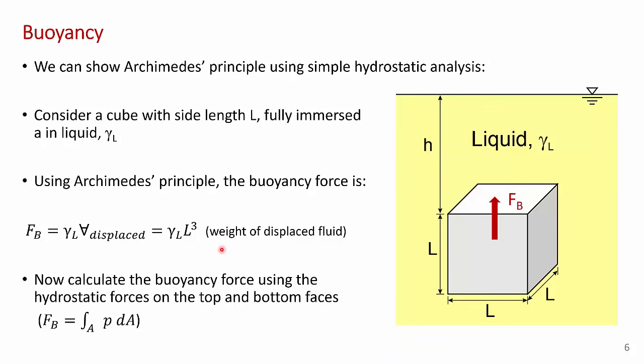So now what I'm going to do is calculate the buoyancy force using the hydrostatic forces on the top and bottom surfaces. So we have a certain pressure distribution on the bottom surface. We have a certain pressure distribution on the top surface. Of course, we have pressure distributions on the side surfaces, but they act horizontally, so they don't come into the calculation of the buoyancy force. So I'm going to calculate the buoyancy force using this integral of pressure over area, and I've picked a really simple shape. So this is not a rigorous proof, it's just a demonstration that you get the same result.